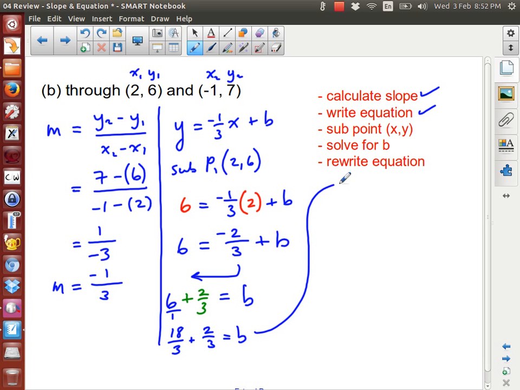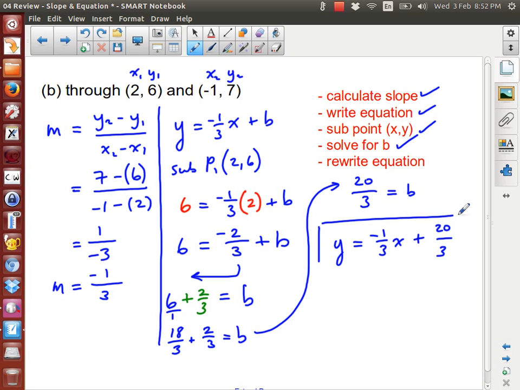And I'm just going to move this up here. So 18 plus 2 gives me 20 over 3 is equal to b. So I've subbed my point. I've now solved for b. And the last thing I need to do is rewrite my equation. It becomes y equals negative 1/3 x plus b, which is plus 20 over 3. Done. So I found the equation that way.